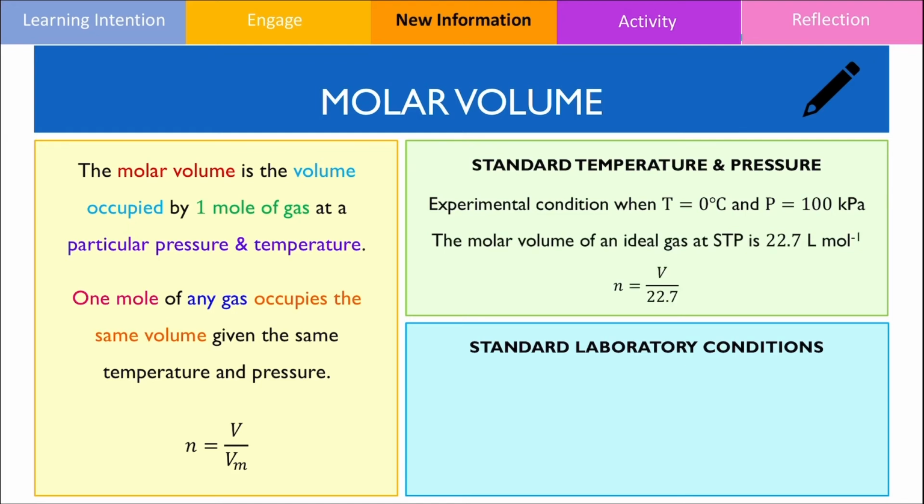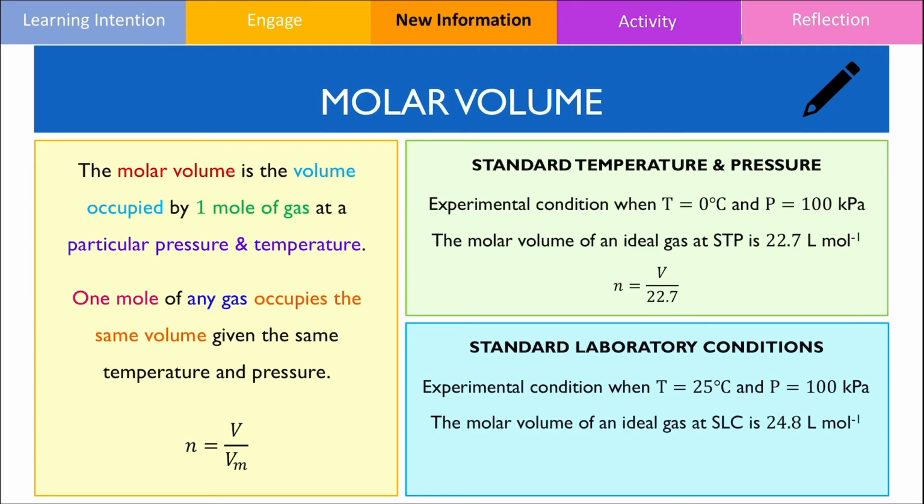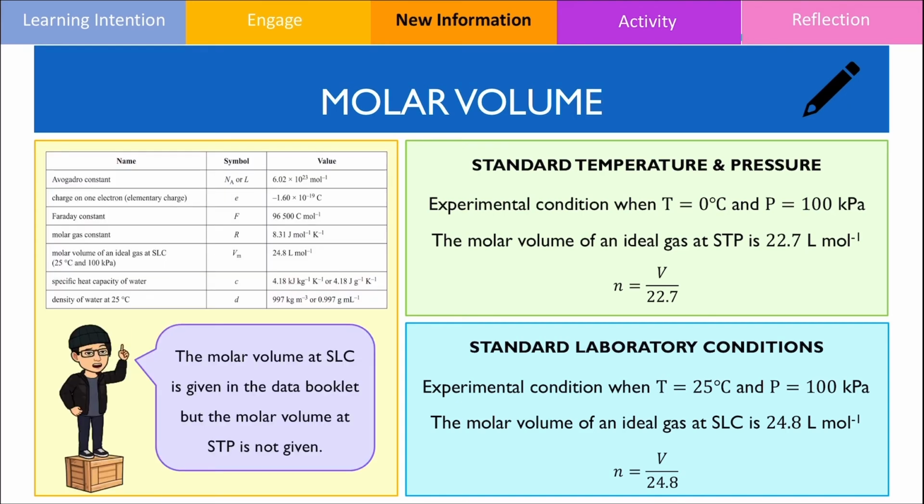When the temperature is 25 degrees and the pressure is 100 kilopascals, we refer to these conditions as standard laboratory conditions. Under these conditions, the molar volume is equal to 24.8 liters. Fortunately, the data booklet specifies the molar volume under SLC, so you will only need to memorize the molar volume under STP. Let's look at some simple calculations that relate to molar volume.